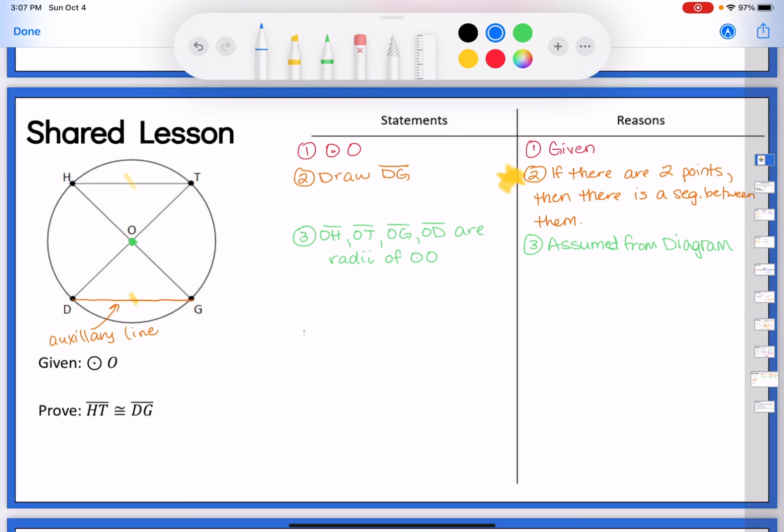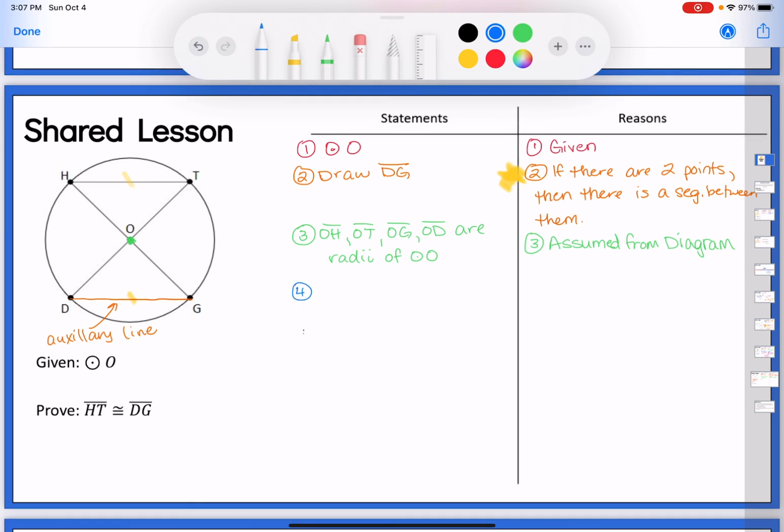All right, now I had to say that they were radii before I could say they were congruent, but now step 4, I can actually get all of them in one shot. OH is congruent to OT, is congruent to OG, is congruent to OD. They're all congruent to each other, right? OH congruent, I'm going to actually give it 2 lines because my highlighting makes it look like that's only 1. Okay. Congruent to OT, congruent to OG, congruent to OD.